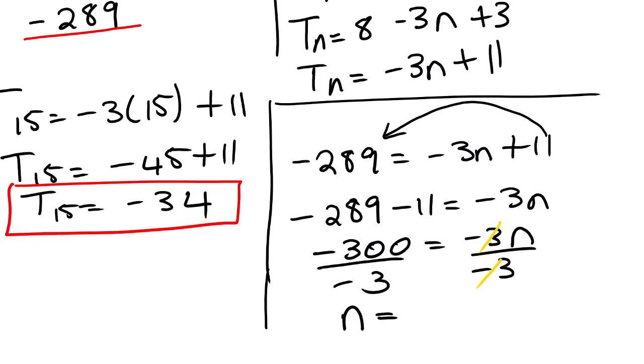Negative 300 divided by negative 3 is actually 100. Remember, position cannot be negative. We don't have negative 100 as a position. So just make sure that whenever you are calculating involving negative numbers, you get a positive number when it comes to n. I hope you got this one correct also.